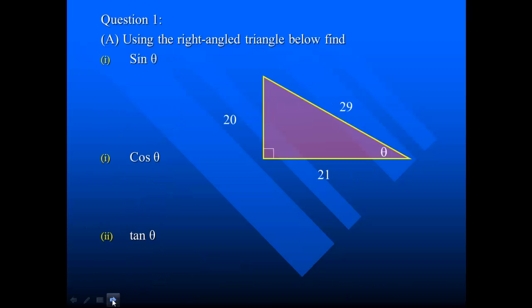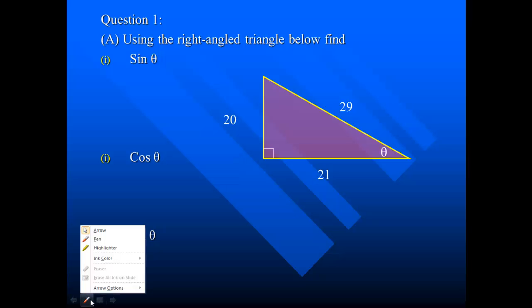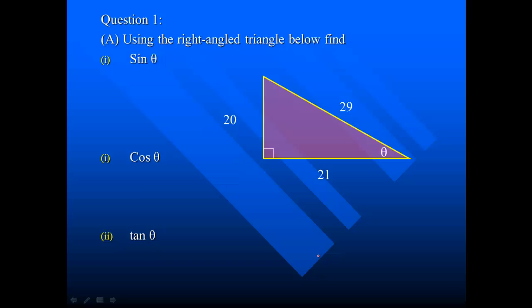Now let's apply the three trigonometric ratios we've learned. Using the right angle triangle below, define the three ratios. My first step to doing any right angle trigonometric question is to label the sides of the triangle. The side opposite the right angle is my hypotenuse. The side opposite the angle given is my opposite. And this is my adjacent side.